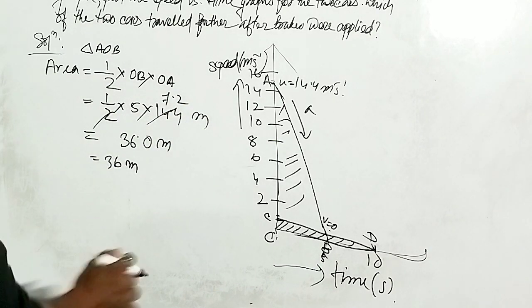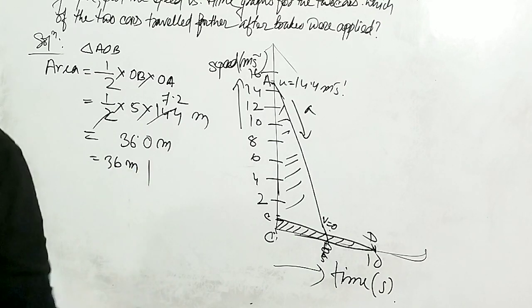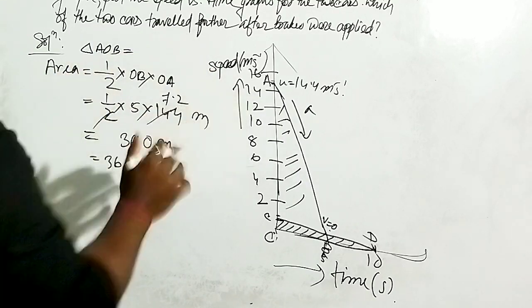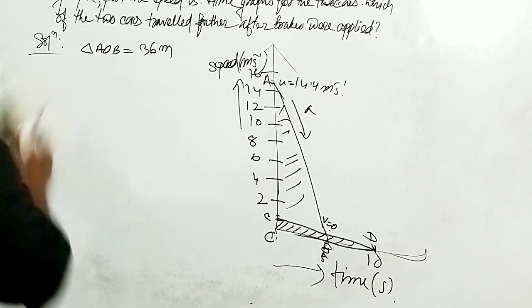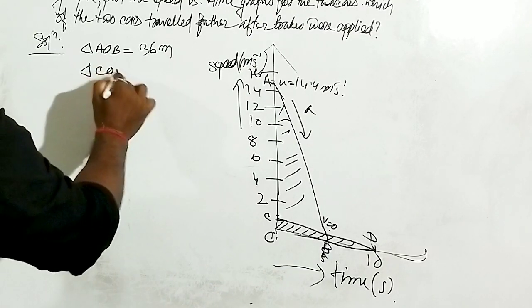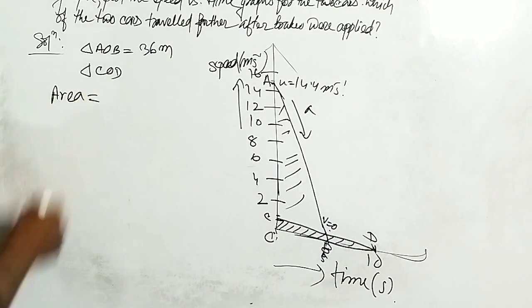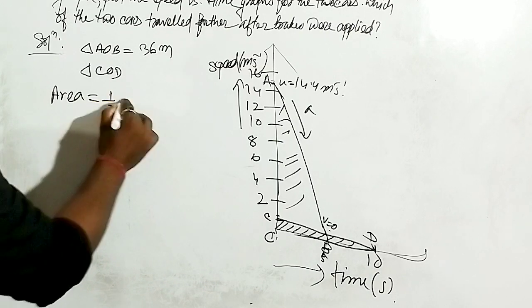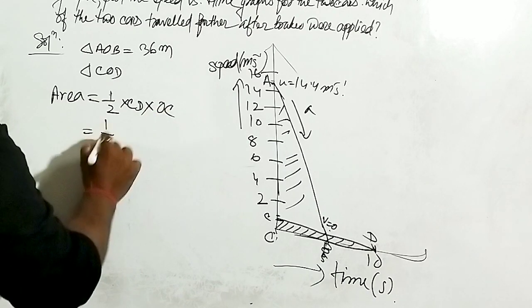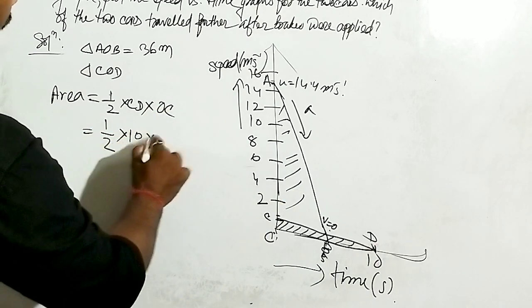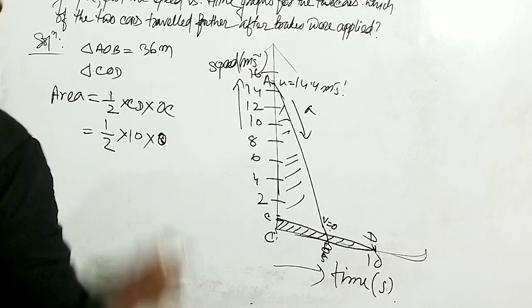Now for the triangle COD we'll check. I will just write down 36 meter. I will erase this part and check for triangle COD. Now we will check the area. What will be the area here? Same formula: half of the base CD and the perpendicular OC, right? Now write down half into CD, which is given as 10, and what will OC be? 0.833, right?